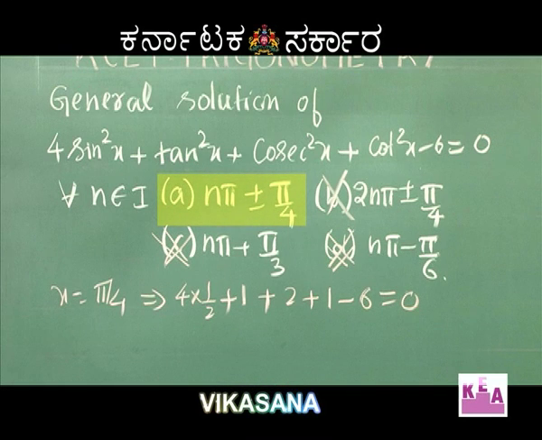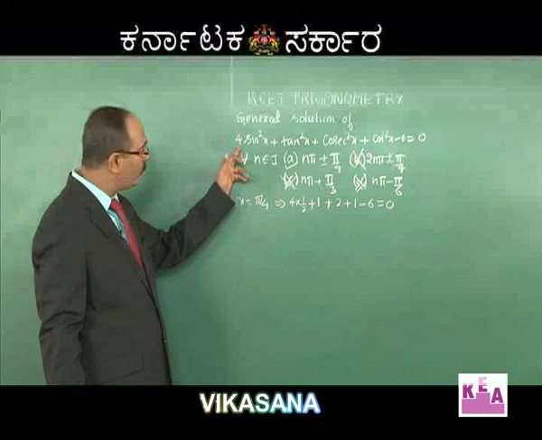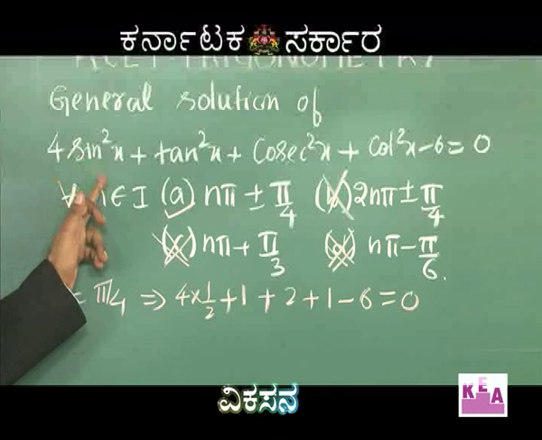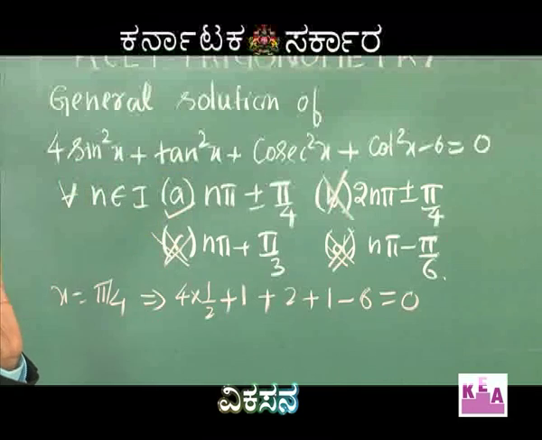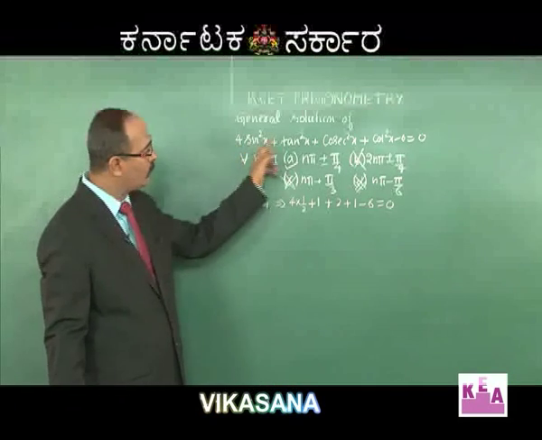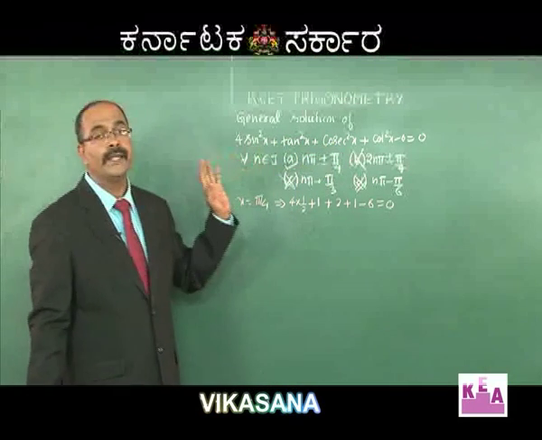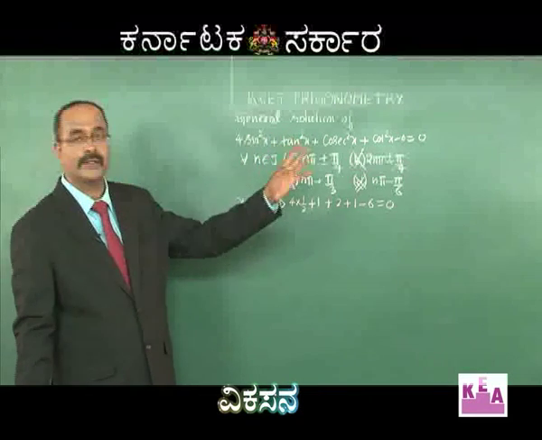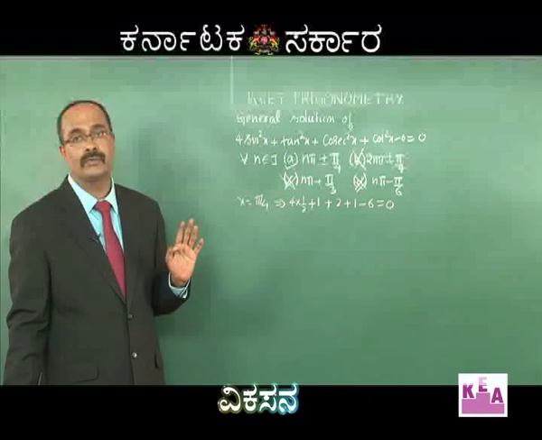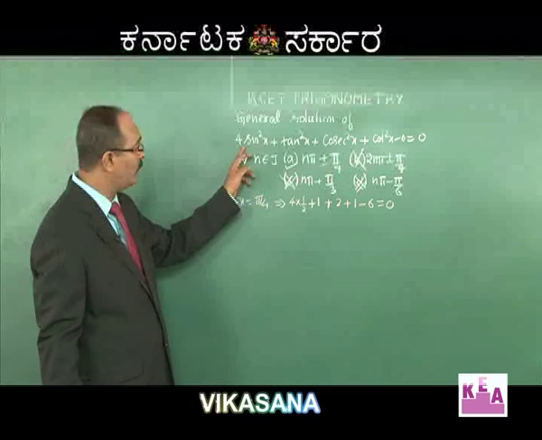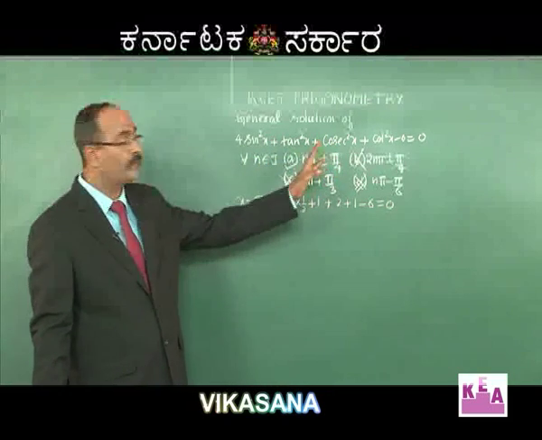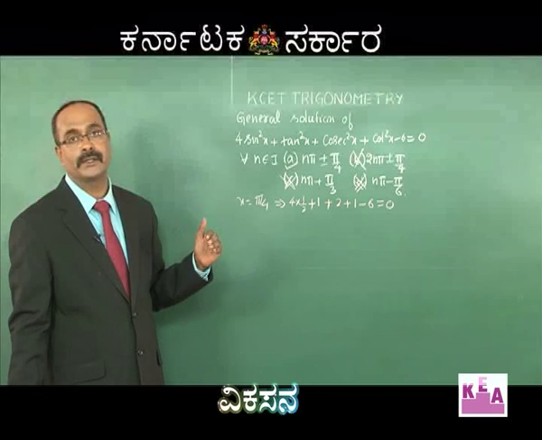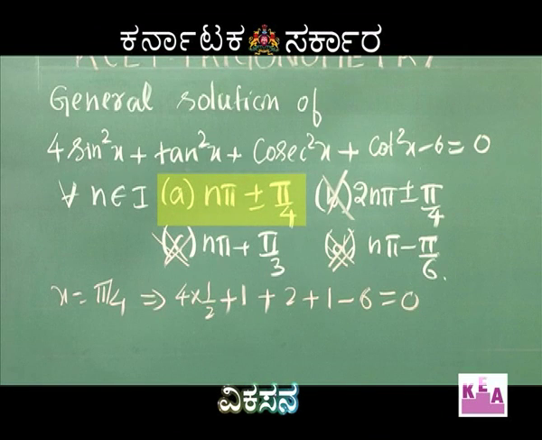What is the other method? What does the textbook say? You have to write 4 sin square x as 2 sin x whole square plus cosecant square x minus 2. And similarly tan square x plus cot square x minus 4, or minus 2. If you do like that, you will get the solution. We will do that also. You make a note of this first.